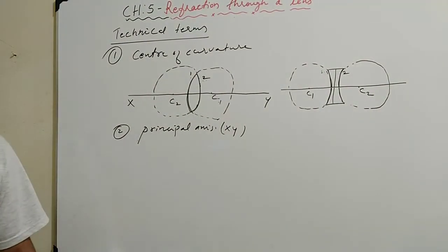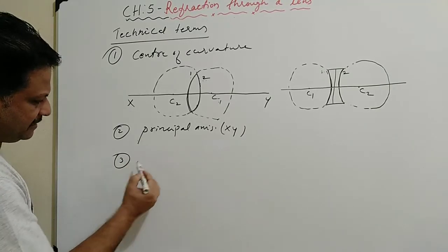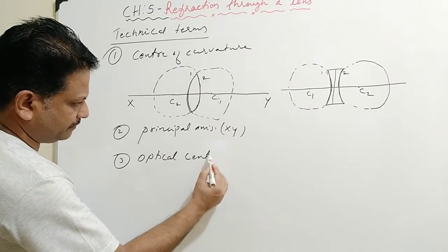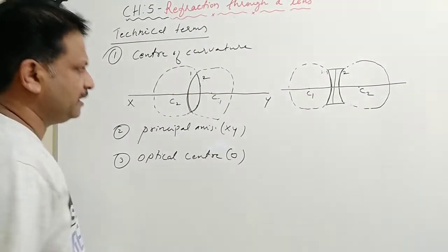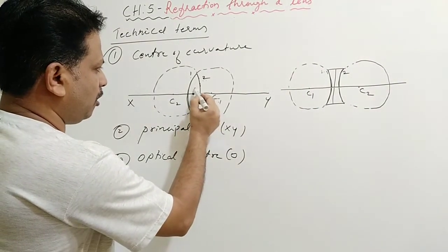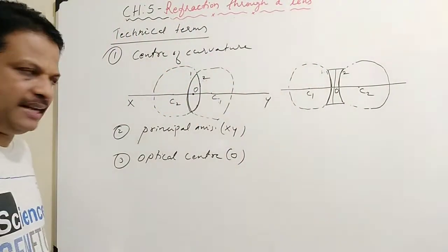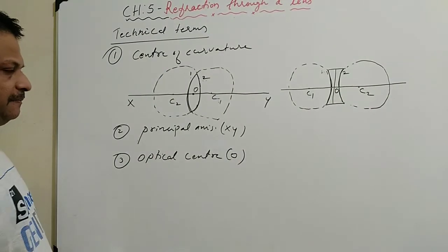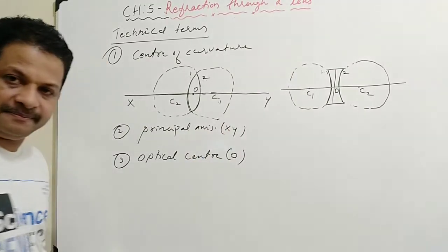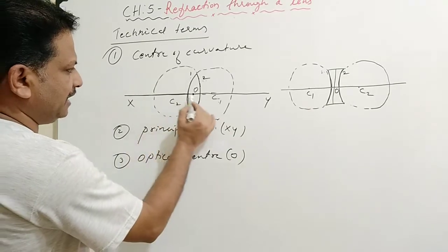Clear? Okay. Then what is the optical center? The next technical term is optical center. It is represented by the letter O. The geometric center of a lens, we call it the optical center, such that a ray of light traveling through the optical center passes undeviated. So remember that whenever a ray of light travels through the optical center, it passes undeviated.